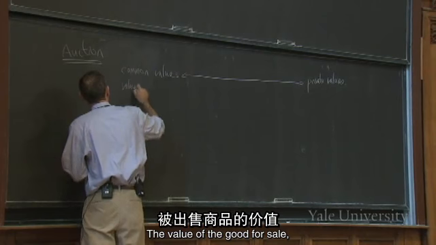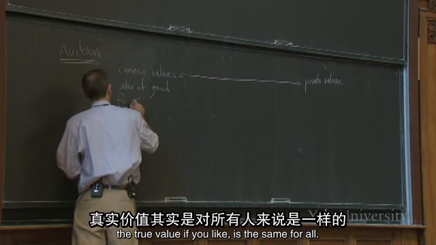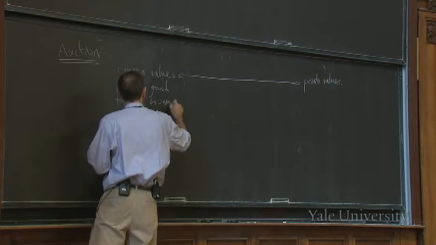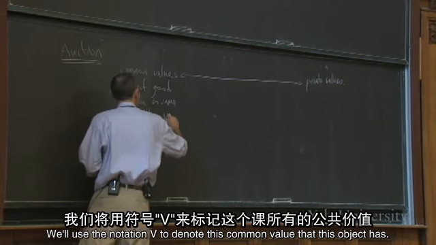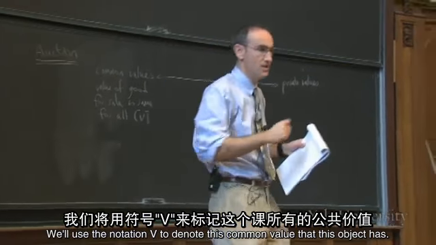The value of the good for sale, the true value, if you like, is the same for all. And we'll use the notation V to denote this common value that this object has.